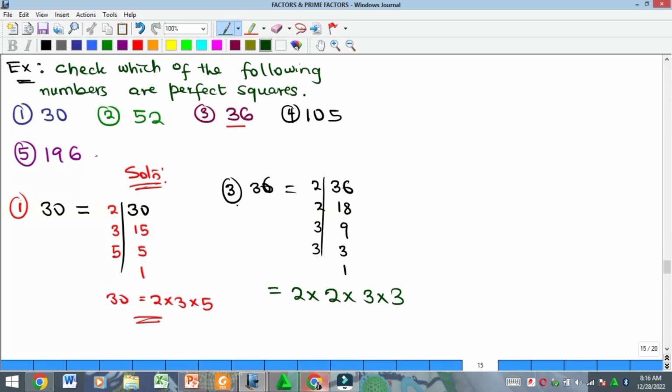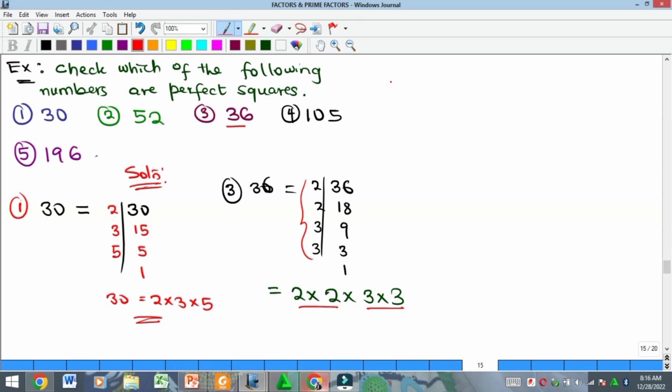Now, can you see what we're trying to say? Every digit that you got here in the divisor is actually in pairs. 2 by 2 a pair, 3 by 3 a pair. So, because every digit in this prime factorization of 36 is in pairs, you say that it is a perfect square. But in this case, you only have one digit here. None is in pairs. So that is not a perfect square.